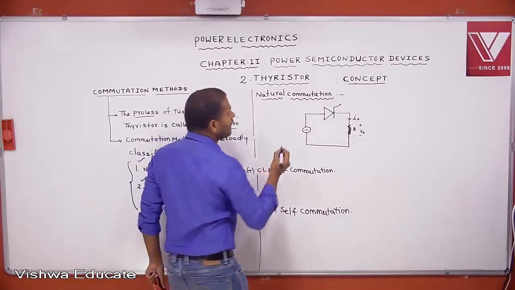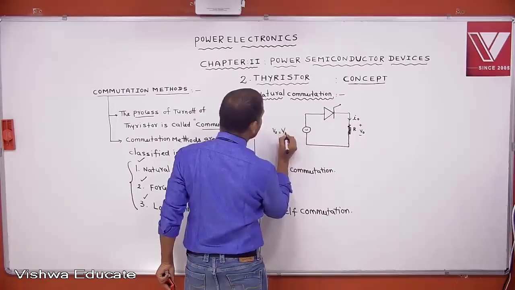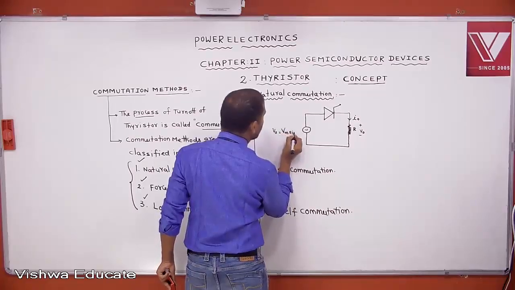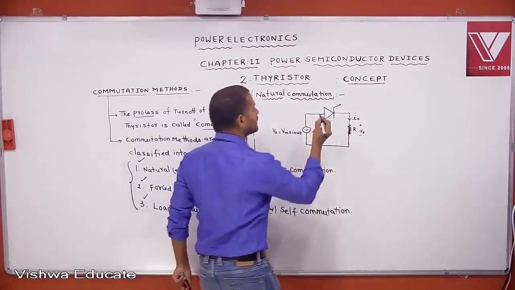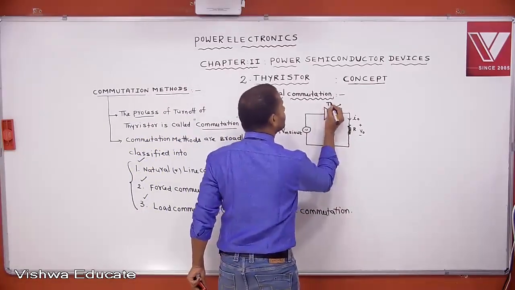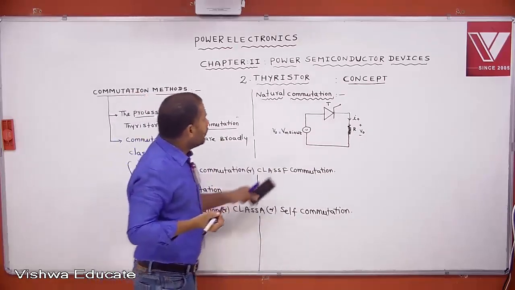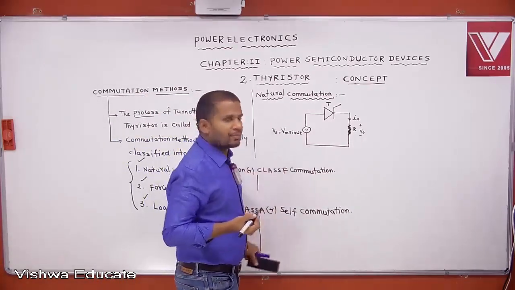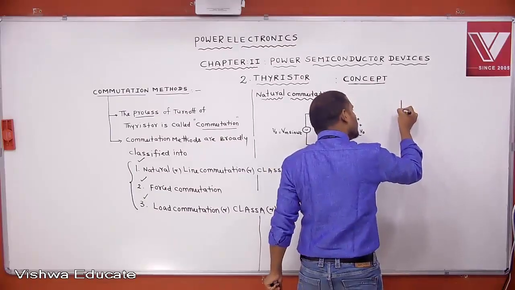Let the supply voltage be Vs, then Vs equals Vm sin omega t. This is the thyristor. We are giving a pure sinusoidal AC supply.